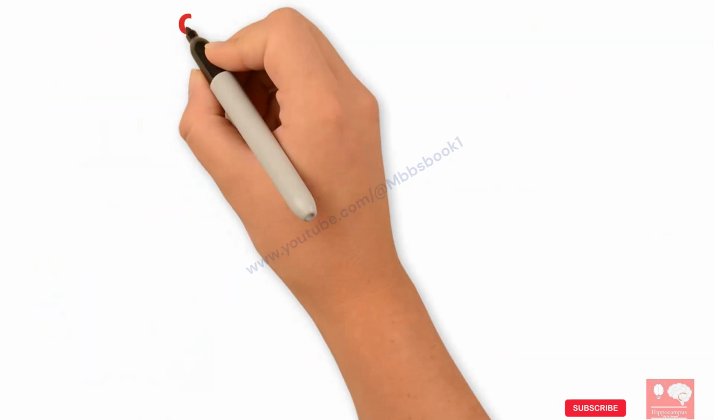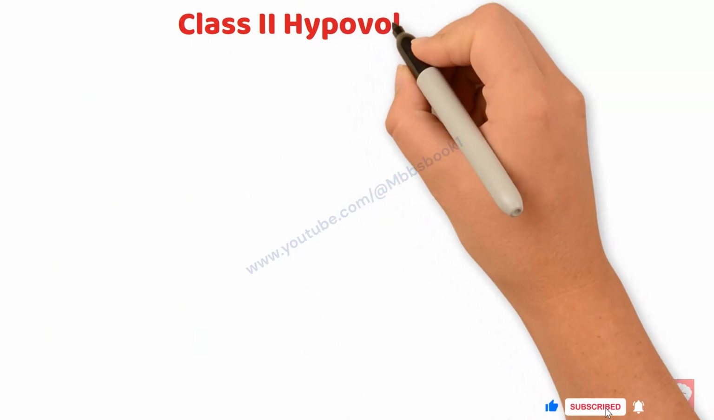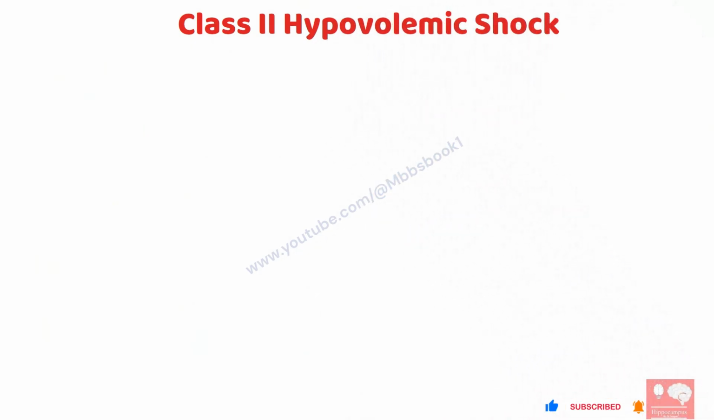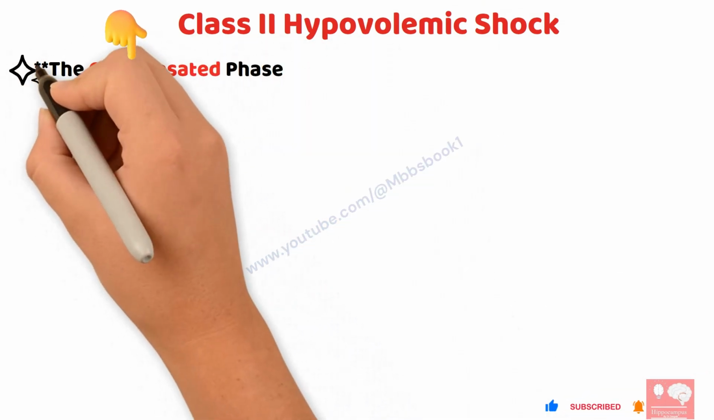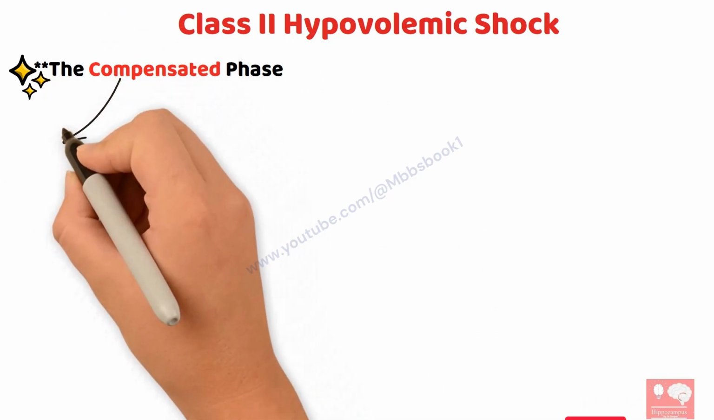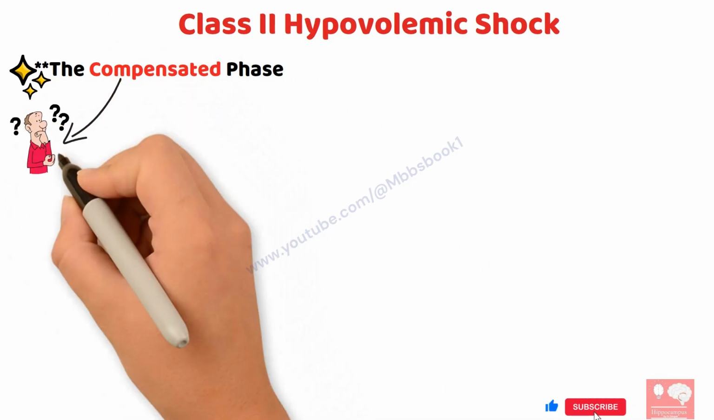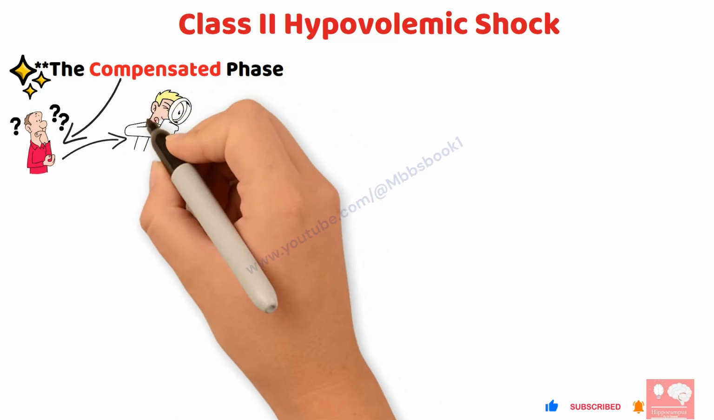Okay. Next, we talk about class 2 hypovolemic shock. Class 2 hypovolemic shock is also known as the compensated phase of hypovolemic shock. This is very important. Now the question is why we are saying it is a compensated phase. Let's look at the physiology of class 2 shock.